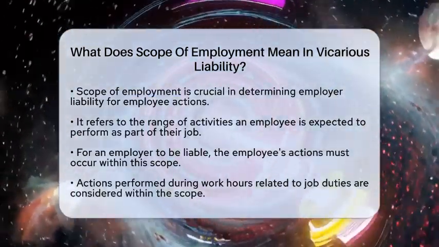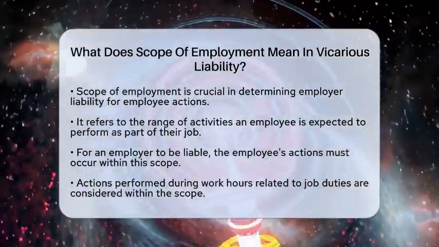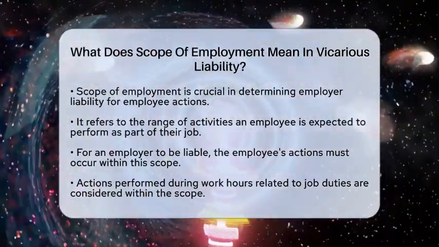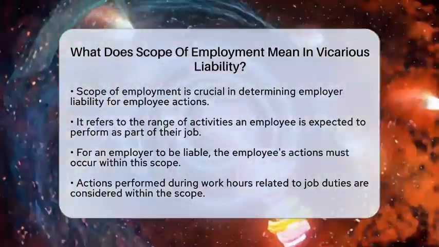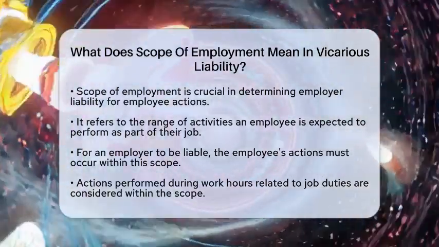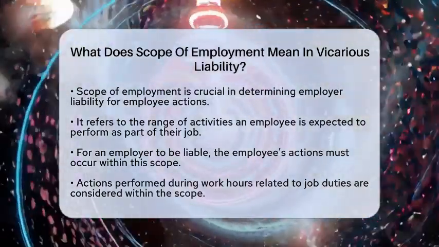In the context of vicarious liability, scope of employment refers to the range of activities an employee is expected to perform as part of their job. For an employer to be liable for an employee's negligent actions, such as causing a car accident, the employee's conduct must occur within this scope. So, what does this mean in practical terms?